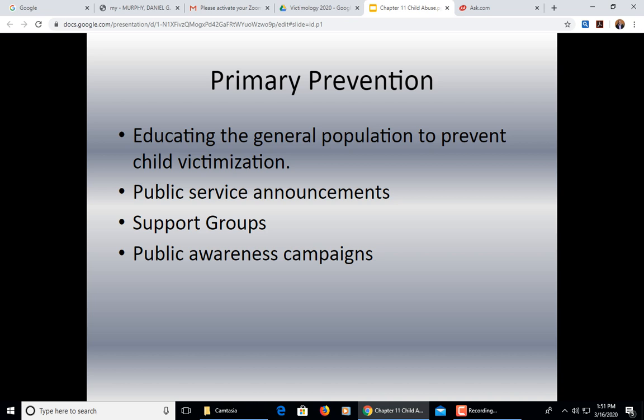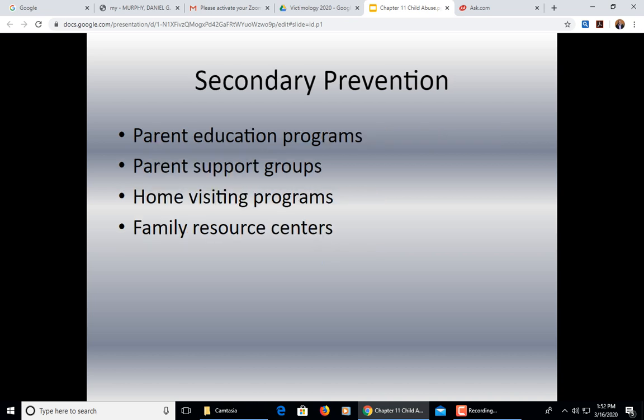So, how do we prevent? How do we have primary prevention? Public notices, support groups, public awareness announcements. These are just general preventative measures to prevent child abuse. Other levels can include secondary prevention, where certain families might be at more risk, so we'll have parental support groups, special parental education programs, maybe even family visiting programs, family resource centers designed to help particular families who are at risk.